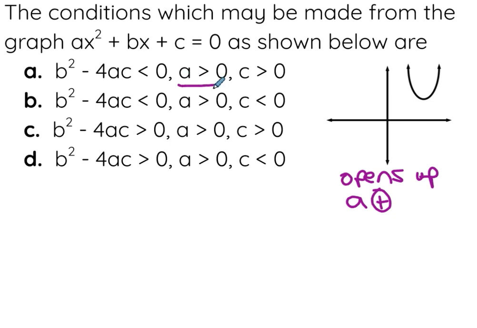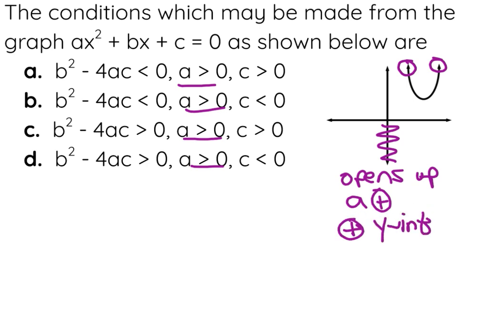So let's look at my options. Well, all of them are greater than 0, so that doesn't really help me. So let's try another characteristic. I know since it opens up and it continues infinitely in both directions, it will eventually cross the y-axis. So since I see that it doesn't cross the negative y-axis, I know that it will have a positive y-intercept.